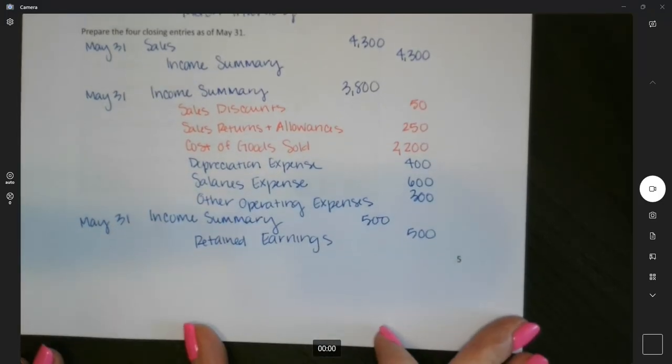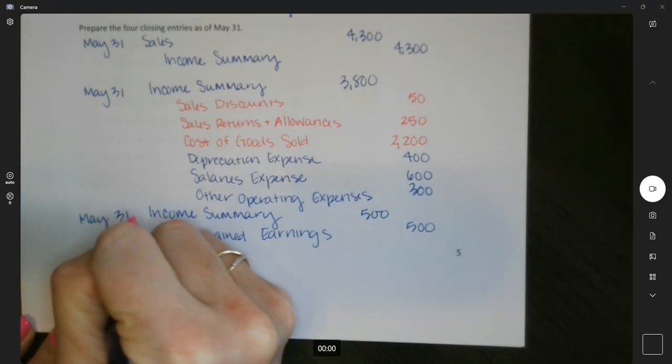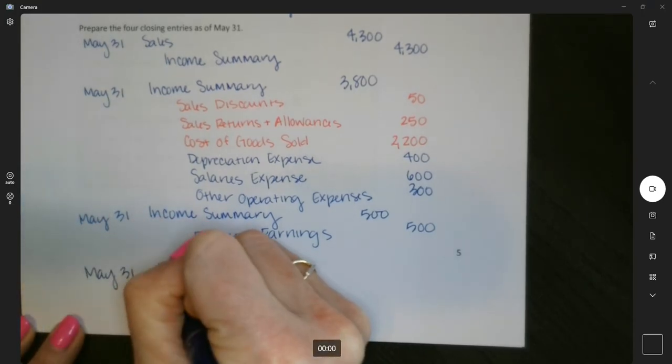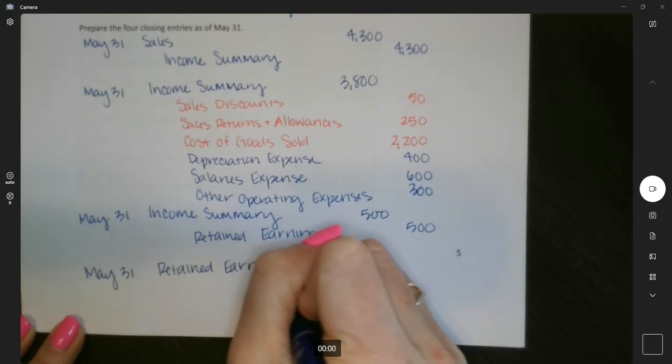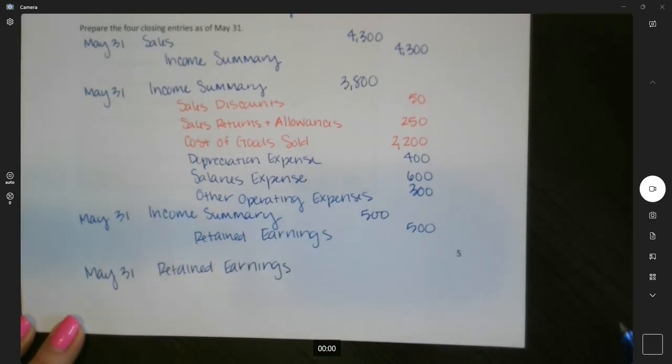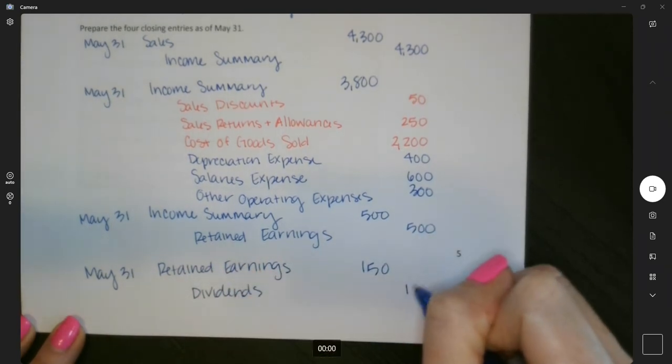And then finally, our last one is where we close out the dividends. May 31st. Debit to retained earnings 150. Credit to dividends 150.